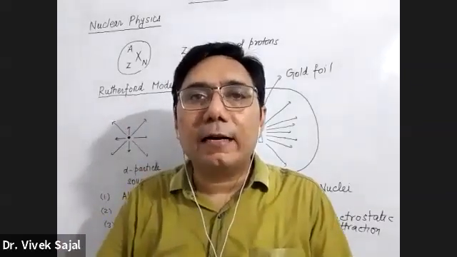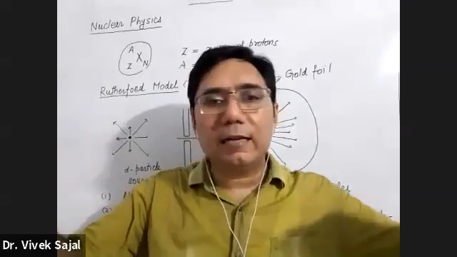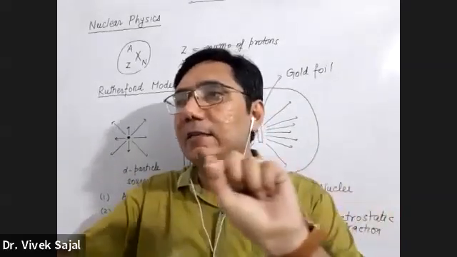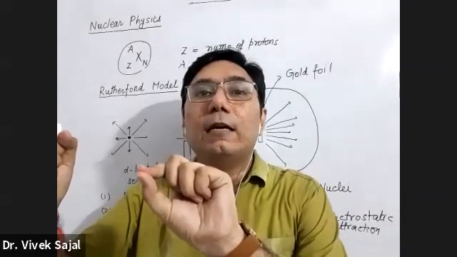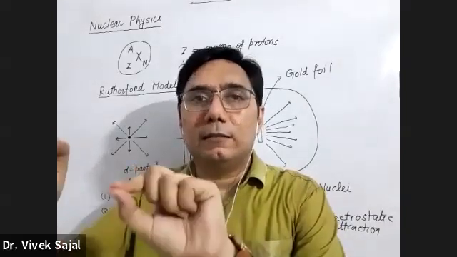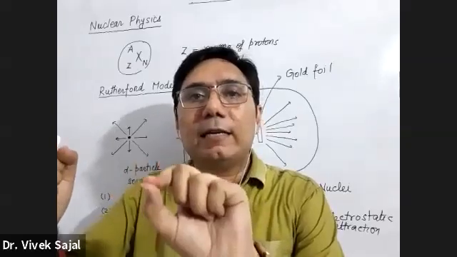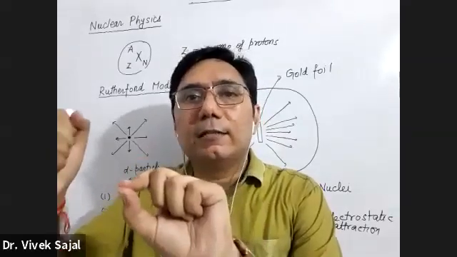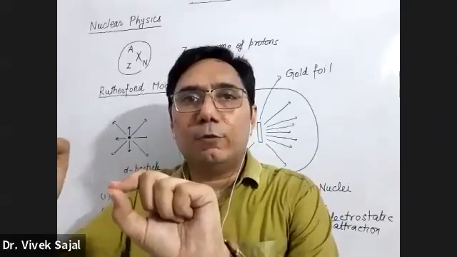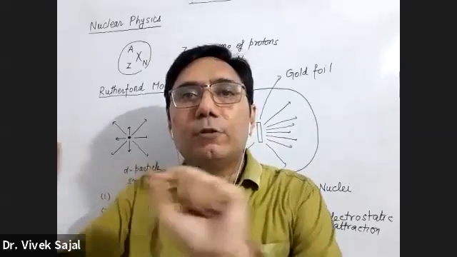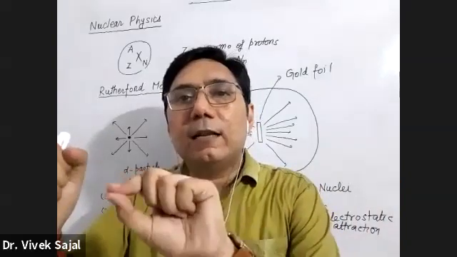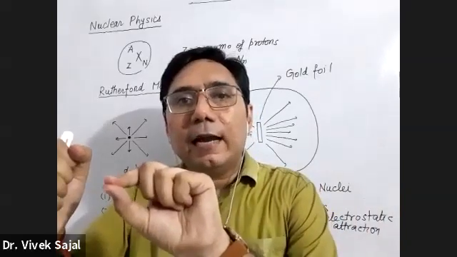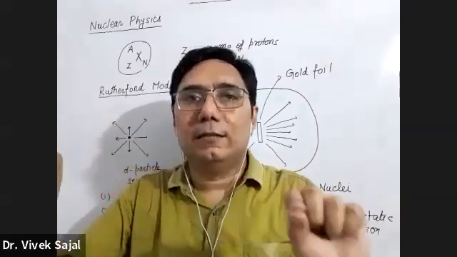And when the alpha particle is moving, suppose this is nuclei, this alpha particle is coming here, it will experience some type of electrostatic repulsion, because this alpha particle is carrying positive charge, this nuclei is also carrying positive charge. So when they interact, they will exert repulsive force on each other.